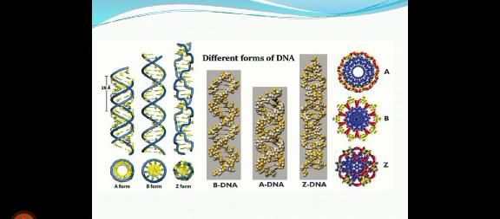Third is Z DNA. Z DNA is a left-handed helix with a zigzag sugar phosphate backbone running in antiparallel direction. Each turn contains 12 base pairs. Z DNA forms contain two grooves, major and minor. The major groove is flat and the minor is narrow and deep.